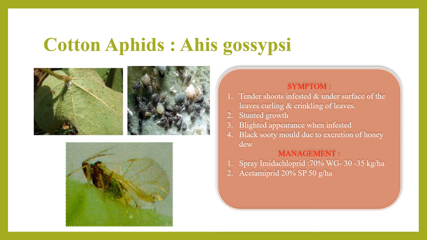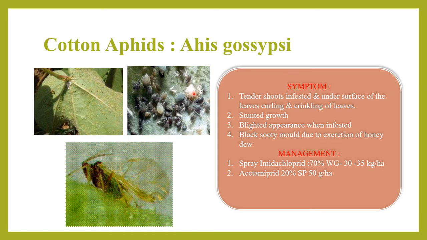management. And coming to the cotton aphids, cotton aphids are a common pest in all the major crops, and in cotton also it is a major one. You can see the symptoms here, how it makes the tender shoots infested and the leaf surface curling, and here you can see the stunted growth and blighted appearance, and black sooty mold due to excretion of honeydew.